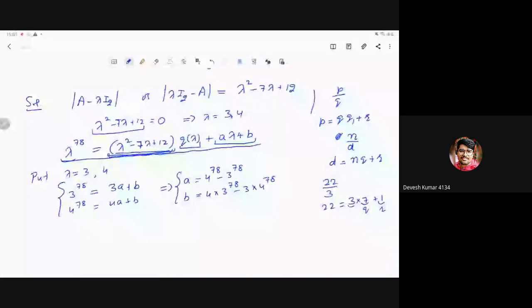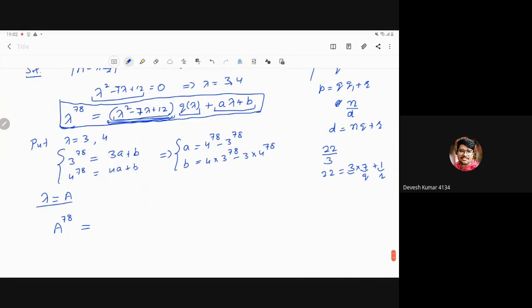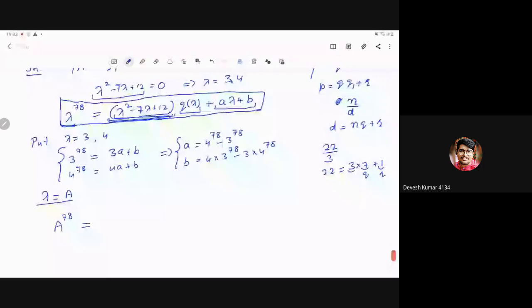Now, in this expression again, lambda power 78, this whole expression, put lambda equal to A. See what do you get? You get A power 78 equal to (A square minus 7A plus 12I2) times the quotient plus the remainder. That bracket is the null matrix by the Cayley-Hamilton theorem. Am I right?